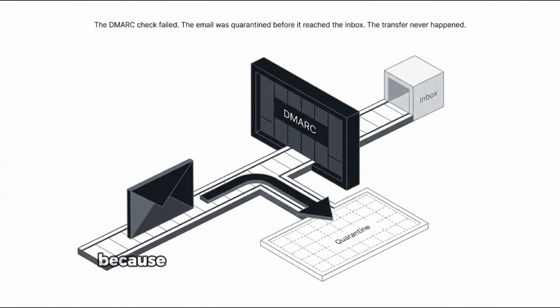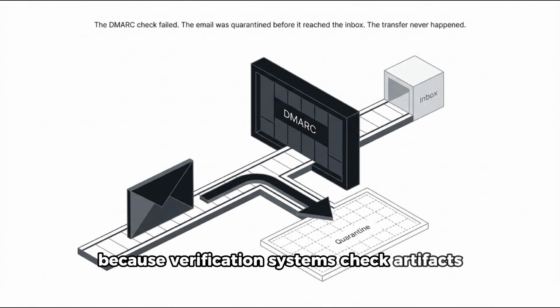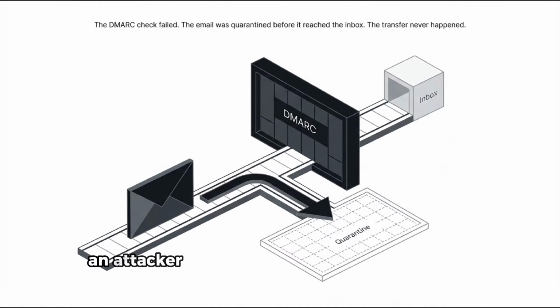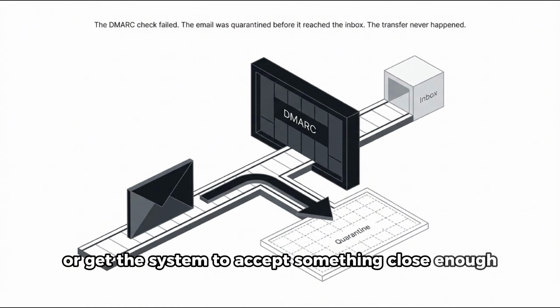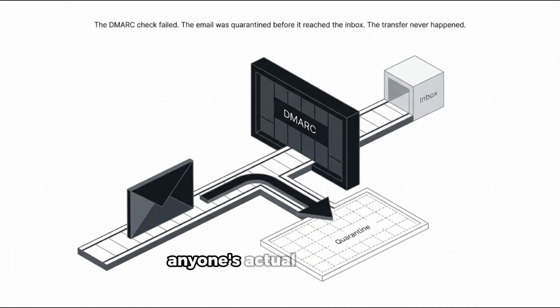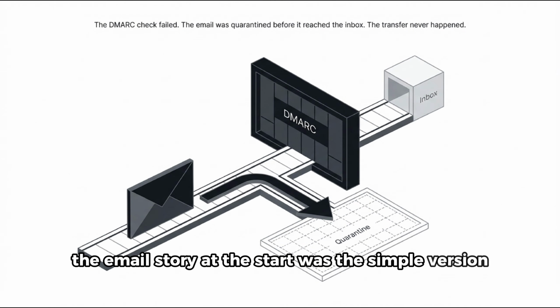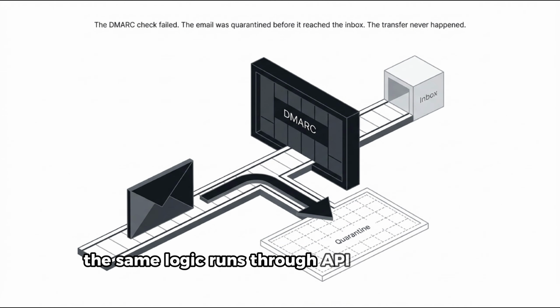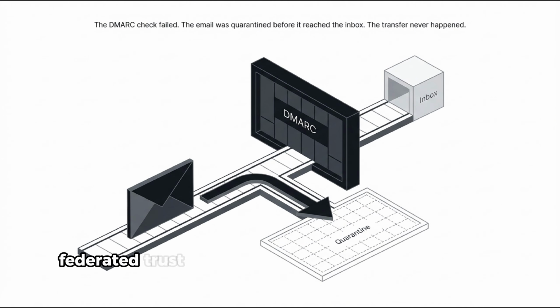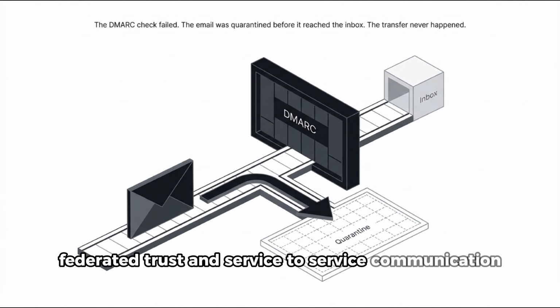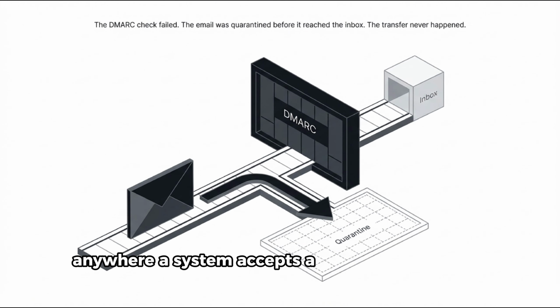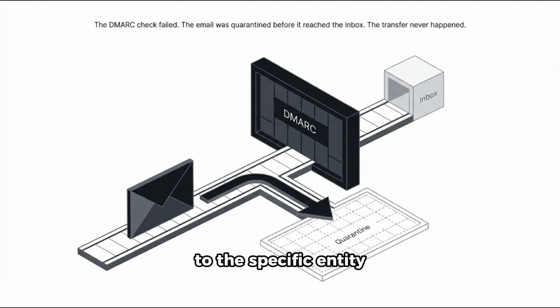Impersonation works because verification systems check artifacts, not subjects. An attacker who can produce the right artifact or get the system to accept something close enough does not need to compromise anyone's actual credentials. The email story at the start was the simple version. The same logic runs through API authentication, federated trust, and service-to-service communication. Anywhere a system accepts a claim about identity without sufficiently binding that claim to the specific entity making it, in the specific context it is being made.